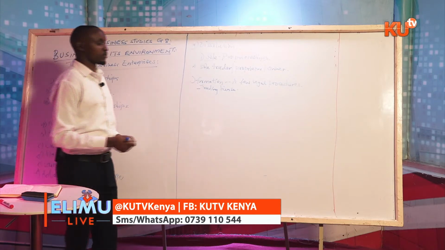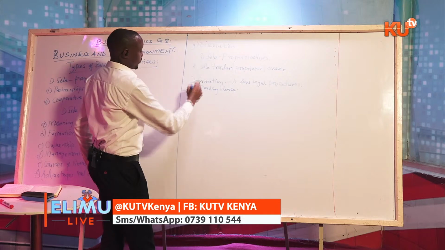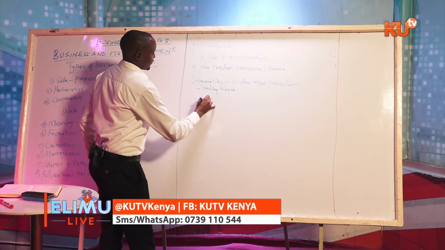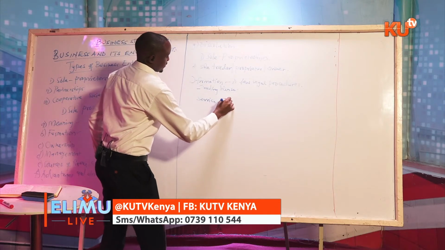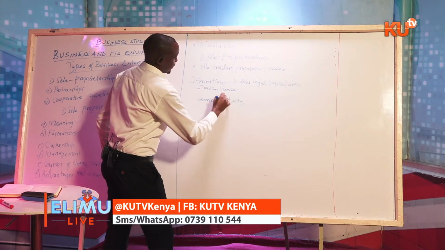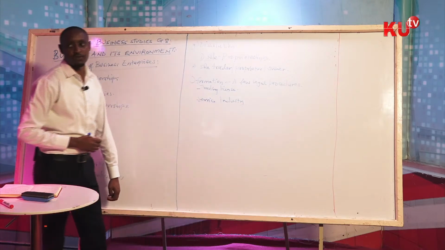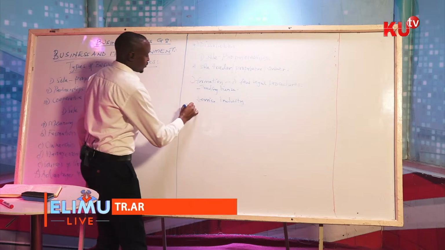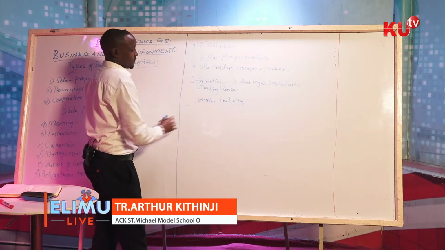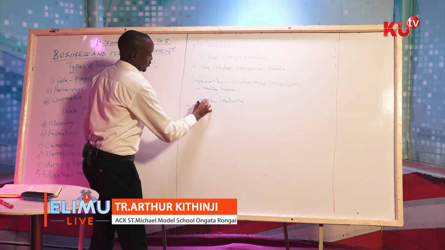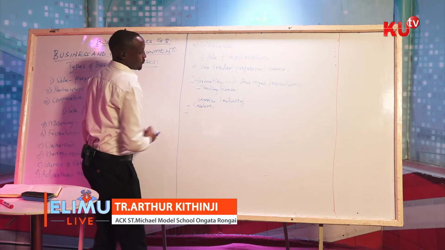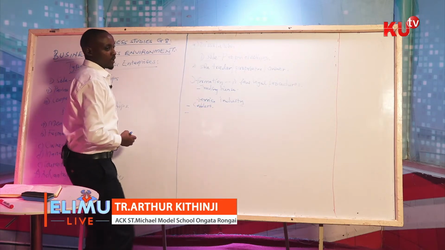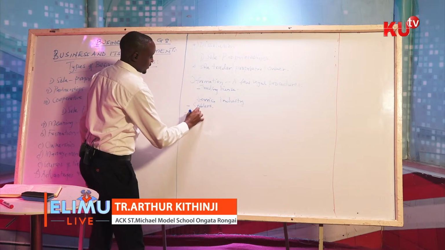We can look at sole proprietorship in two ways. We can look at the service industry. In the service industry, examples of sole proprietorships include cobblers, and people who deal with hairdressing.